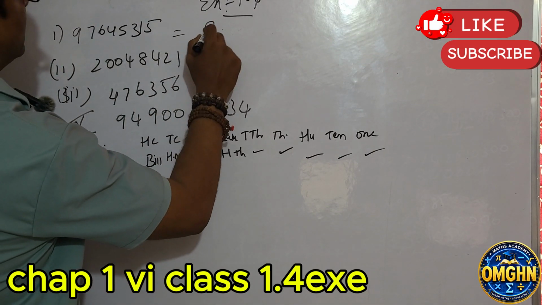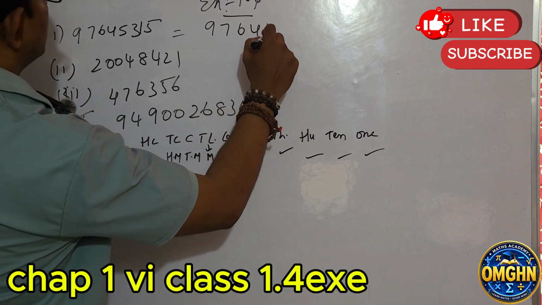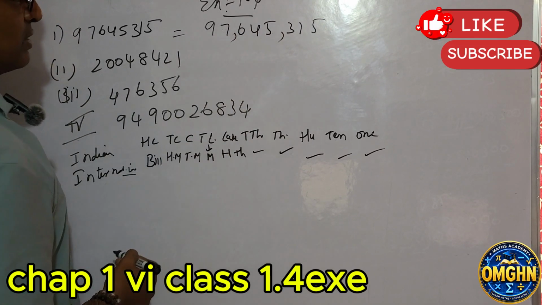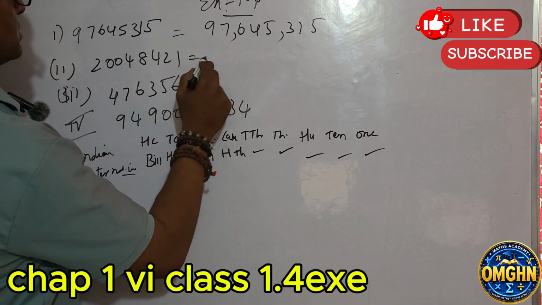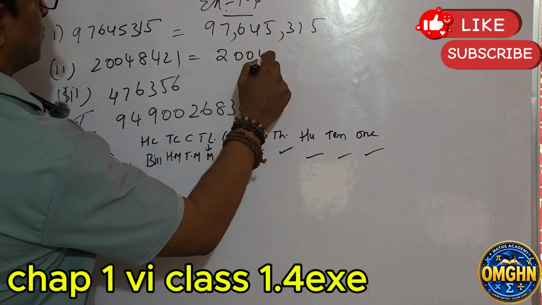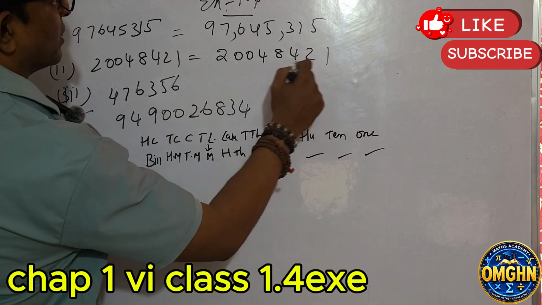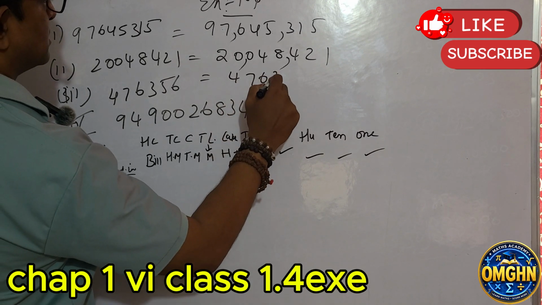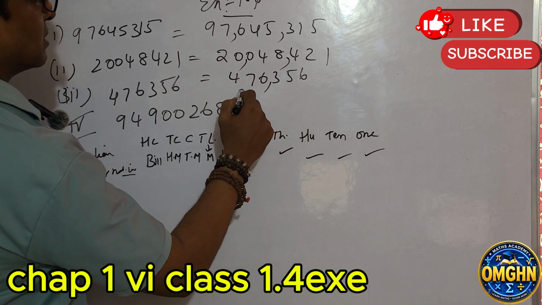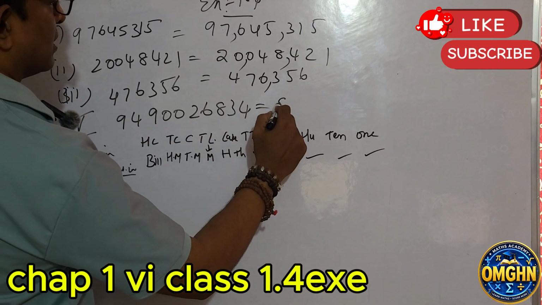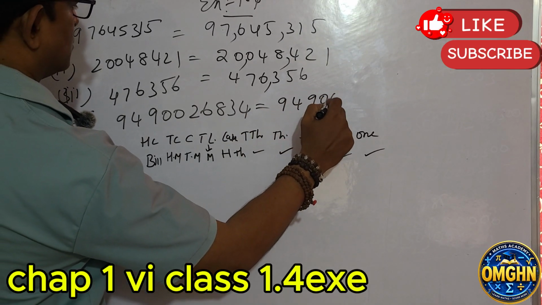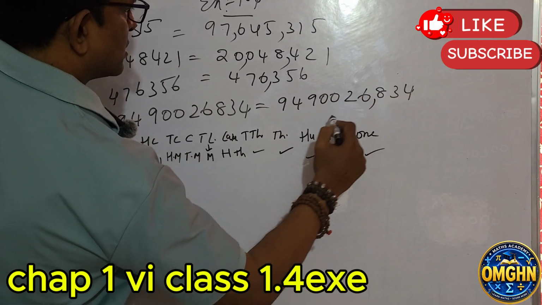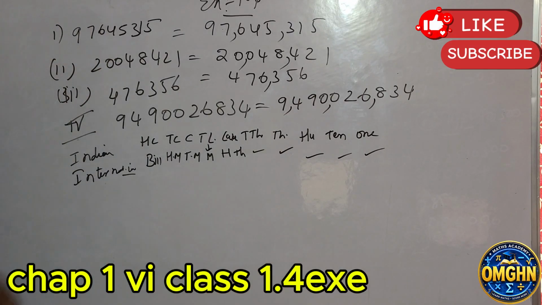When we are doing 9764531, the commas will come here. It's asking for the commas. Here 2004841, 3 3. Here 476356, finish. Here 949002684, 3 3 3. Understood?